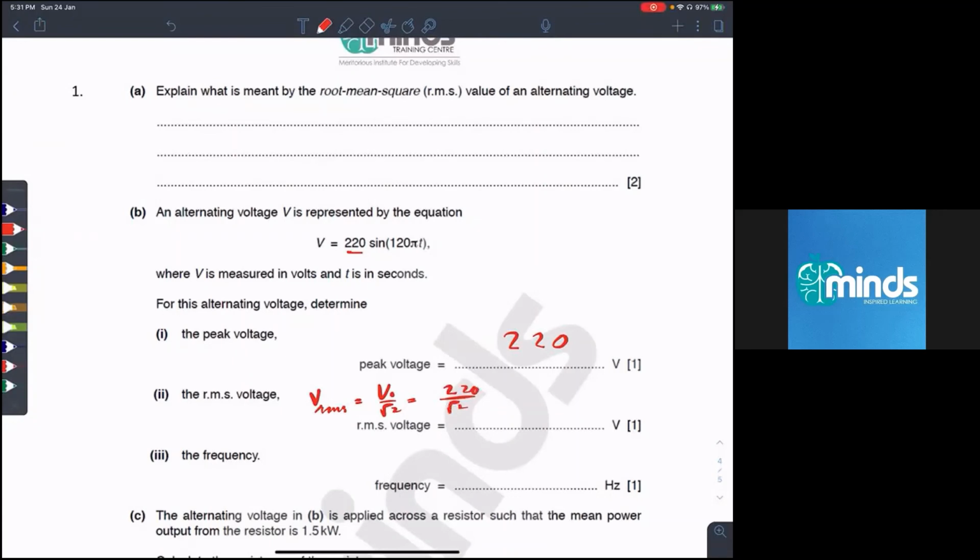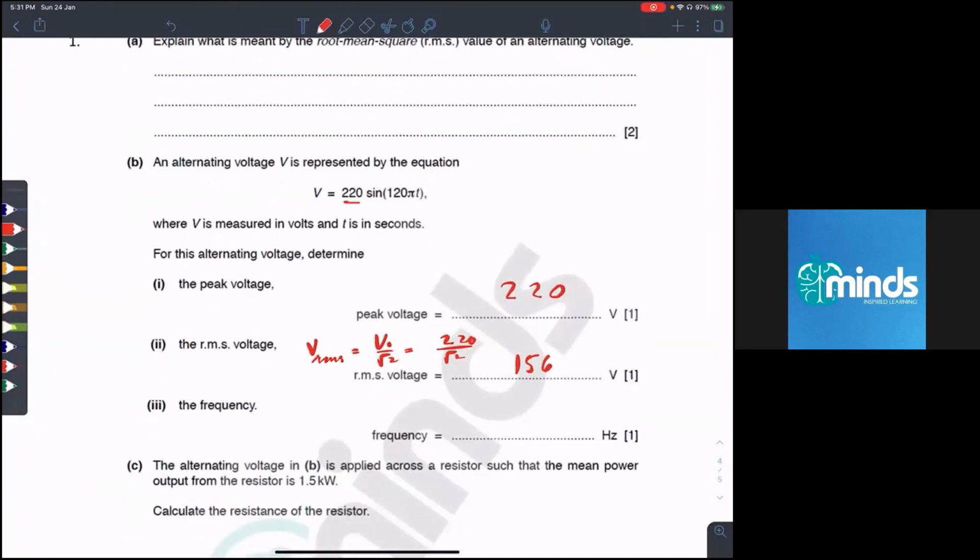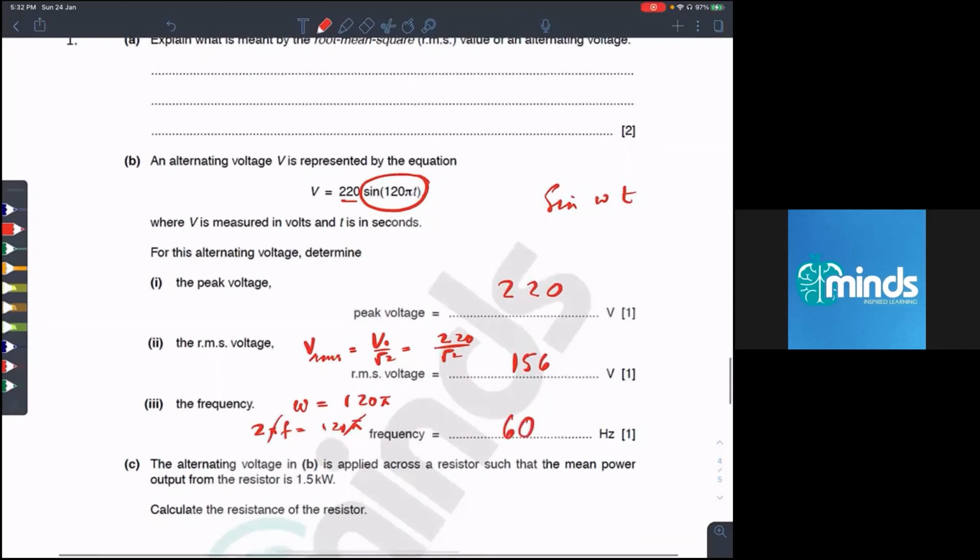If I simplify this, what will I be getting? 155.56. So can I say this is just 156 volt? The frequency: those who have studied oscillation with me will surely agree. This factor is like sin(omega t), so omega is actually 120 pi. We know that omega is given by 2 pi f equal to 120 pi. Pi and pi will get cancelled, so if I calculate the value of frequency, you should be getting 60 hertz.